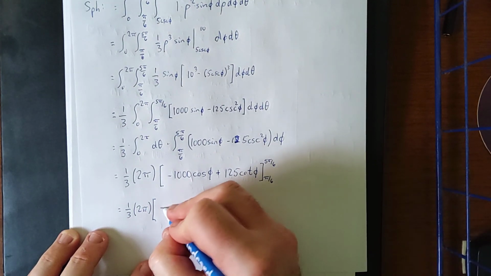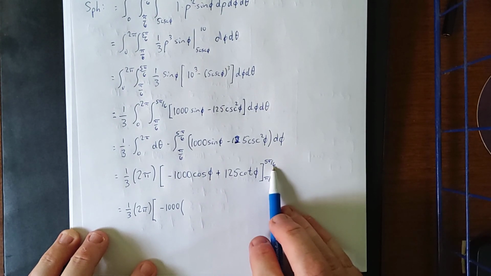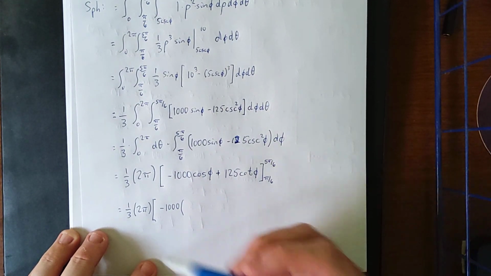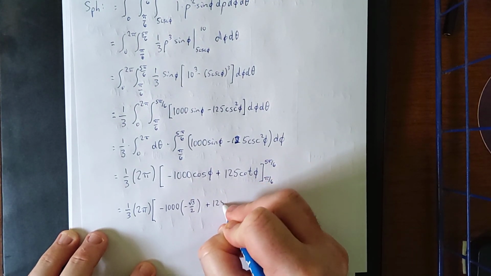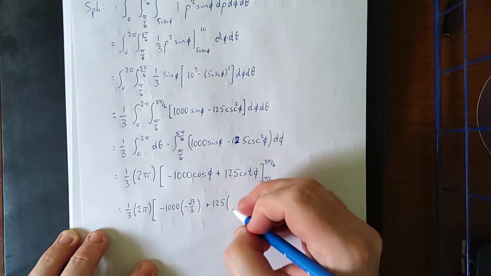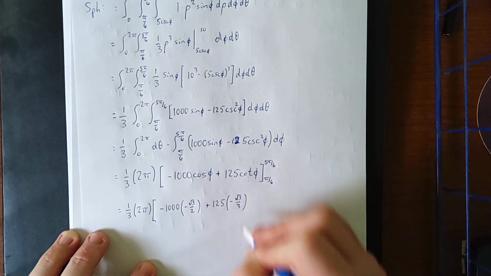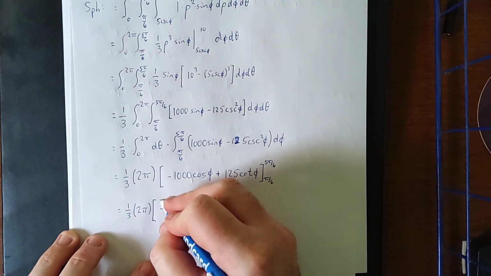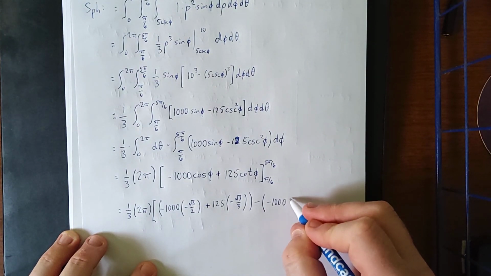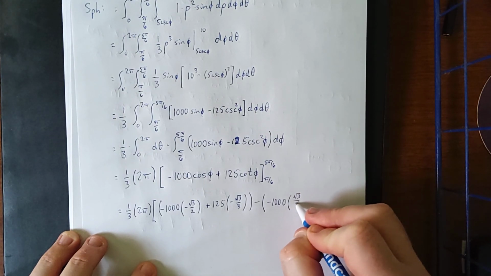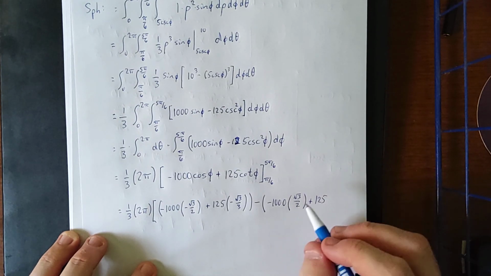So this will be negative 1,000, and we're going to shortcut this a little bit. Cosine of 5 pi over 6, that's that way on the unit circle, that's negative root 3 over 2, plus 125 times the cotangent of 5 pi over 6, that's going to be negative root 3 over 3. Minus, plugging in pi over 6, this will be negative 1,000. Cosine will be root 3 over 2 plus 125 times the cotangent of pi over 6.